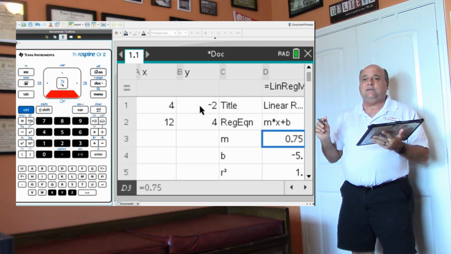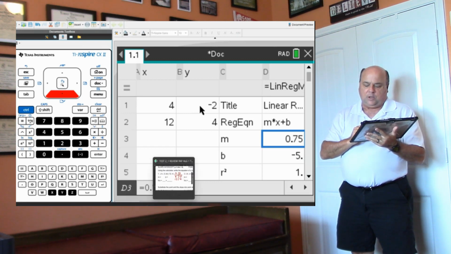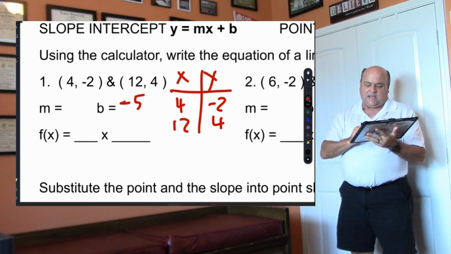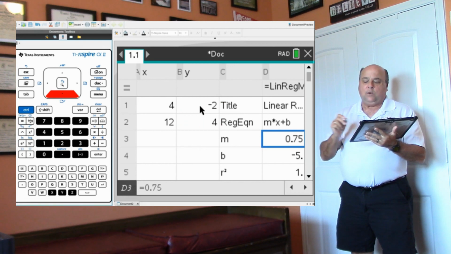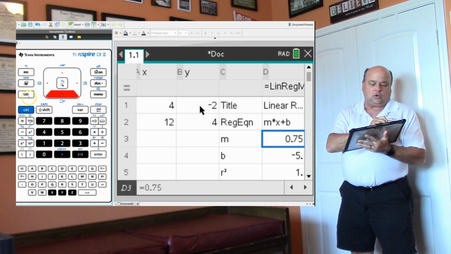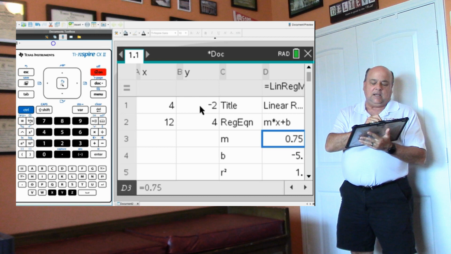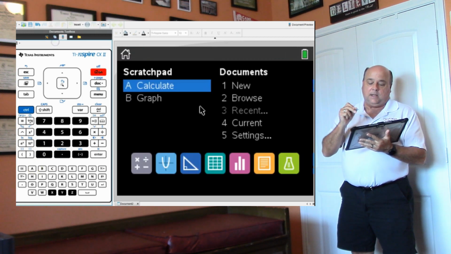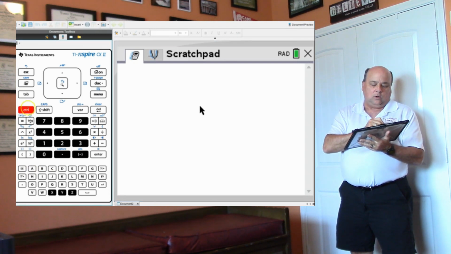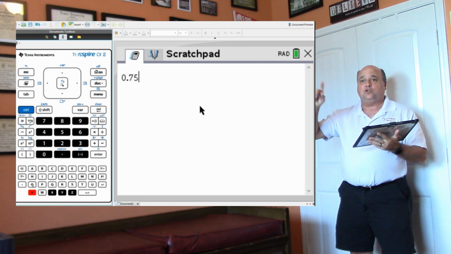I need to turn the 0.75 into a fraction. I'm going to put -5 in for my b. Now I need to change the 0.75 to a fraction. So I'm at my calculator. I got 0.75. I'm going to hit Control C, and it doesn't look like anything happens. Then I'm going to hit the home button and then A to calculate. Once I'm here, I hit Control V and it pastes it. So Control C to copy, Control V to paste.